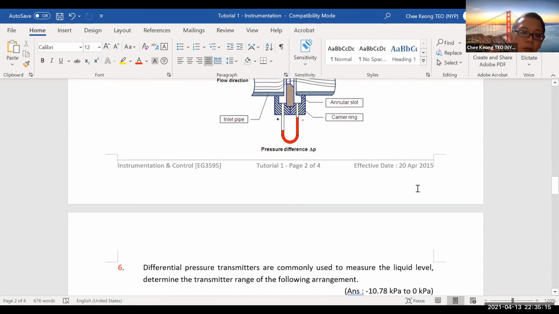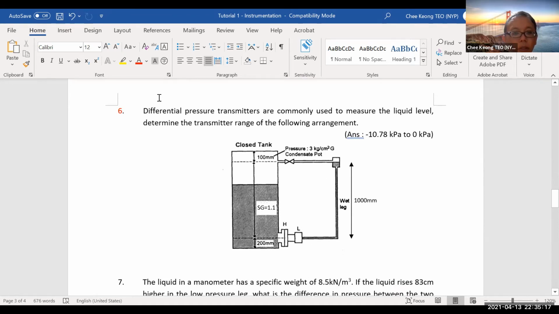Okay, so today we are going to talk about, first of all, question 6. Now, question 6 says that there is a differential pressure transmitter that is commonly used to measure input level, or to determine the range of the transmitter for the following arrangement. So basically, what is the sensor here? It's a differential pressure sensor. You've got a high pressure leg and a low pressure leg. So it's mounted here, right?